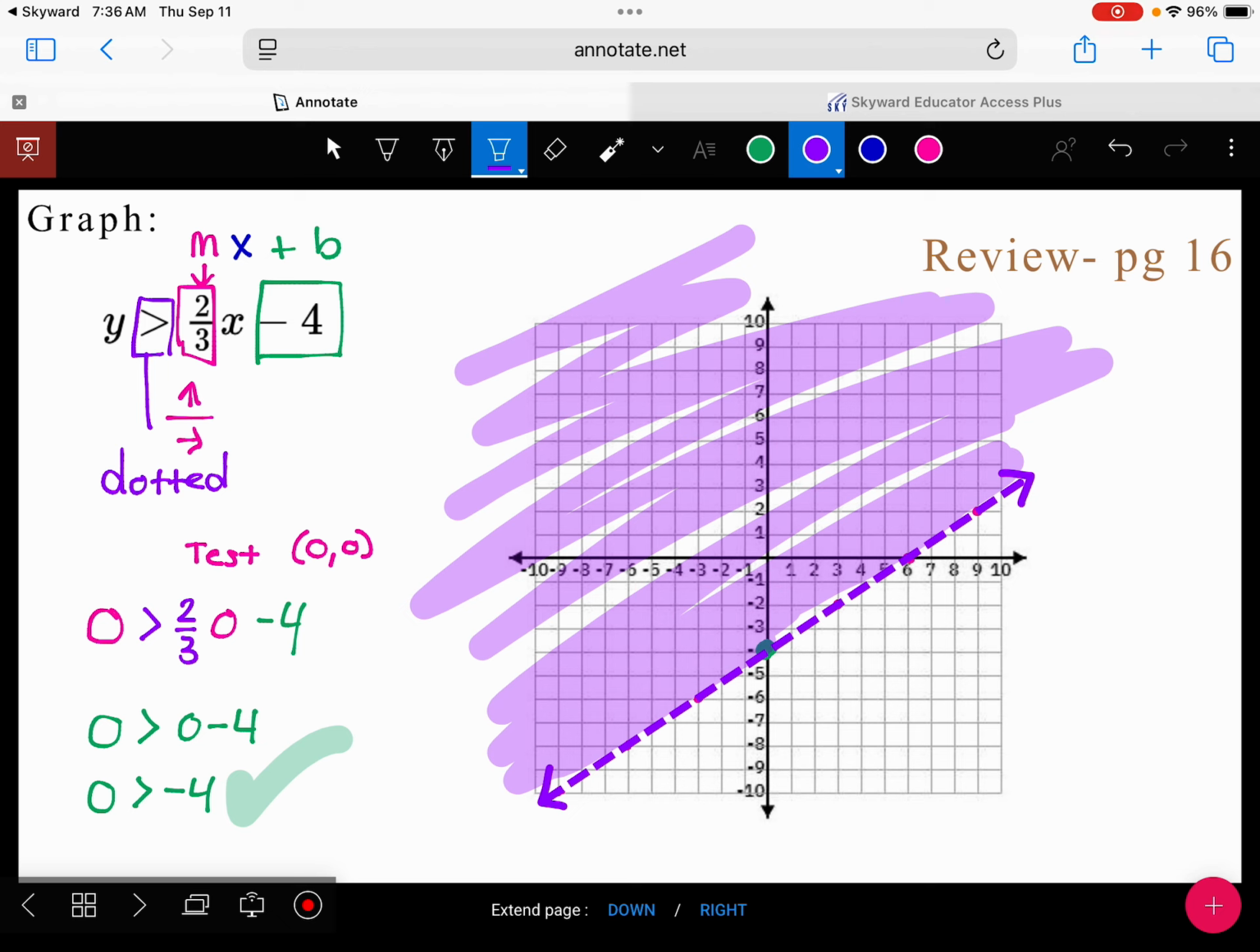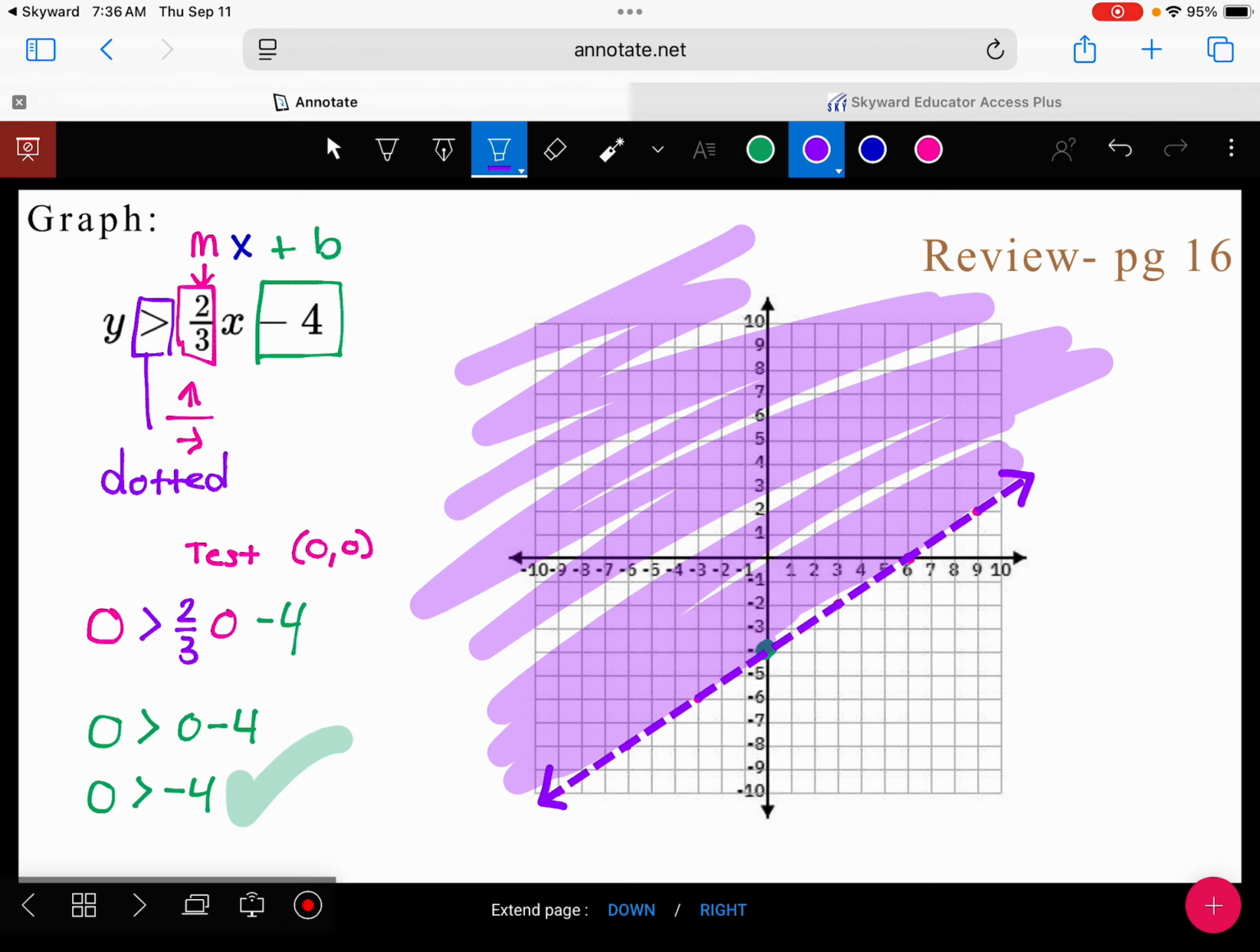No. If it's on a dotted line, it does not count as the solution. Because that's when we have our greater than. It has to be exclusively bigger than. It cannot equal. It could be really close. If I came just off the line just a bit, like right there, that's fine. If I was on the line, not cool. Doesn't work.